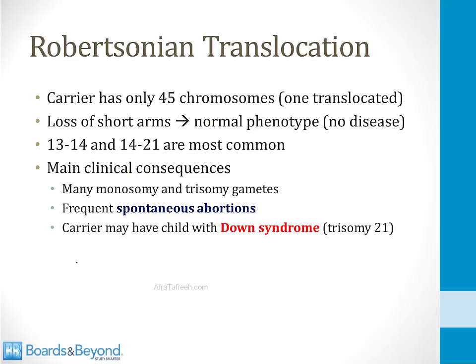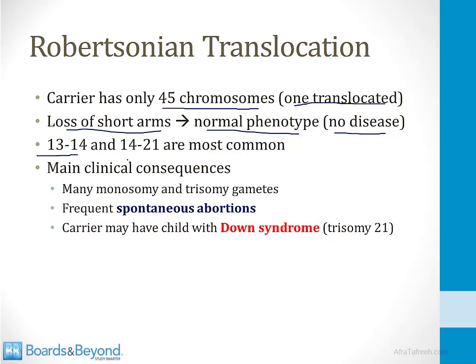So on this slide I've summarized the important points. The carrier of a Robertsonian translocation has only 45 chromosomes. 1 is a translocated chromosome. The carrier has lost the short arms, but they will usually have a normal phenotype because there's no clinical consequence from loss of the short arms and therefore no disease.